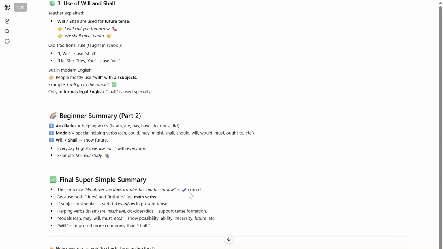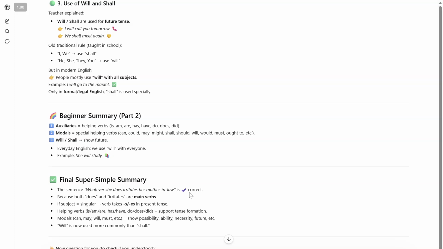Final super simple summary. The sentence "whatever she does irritates her mother-in-law" is correct because both does and irritates are main verbs. If the subject is singular, the verb takes -s or -es in present tense. Helping verbs is, am, are, has, have, do, does, did support tense formation. Modals can, may, will, must, etc. show possibility, ability, necessity, future, etc. Will is now used more commonly than shall.